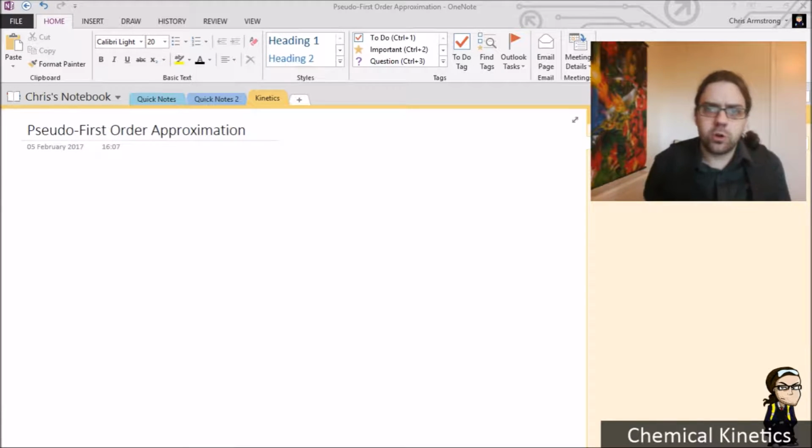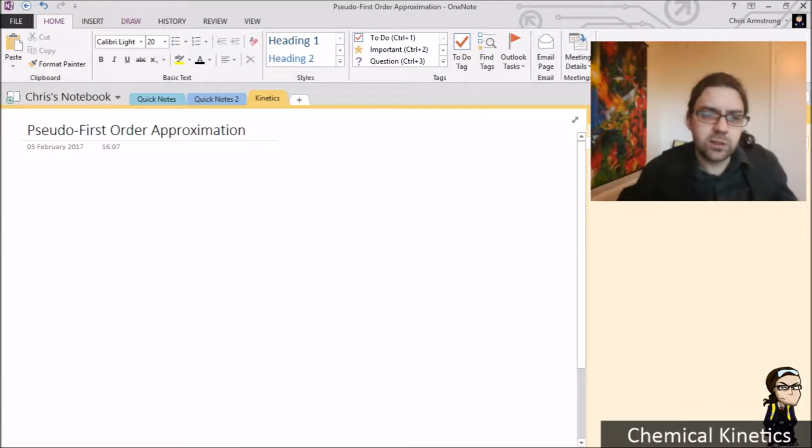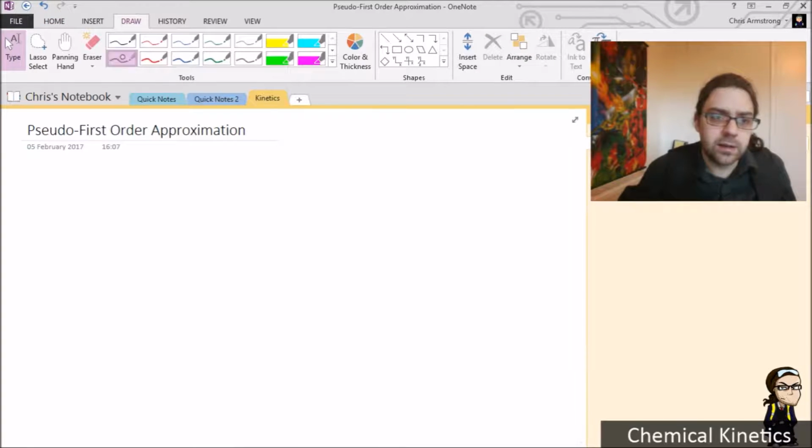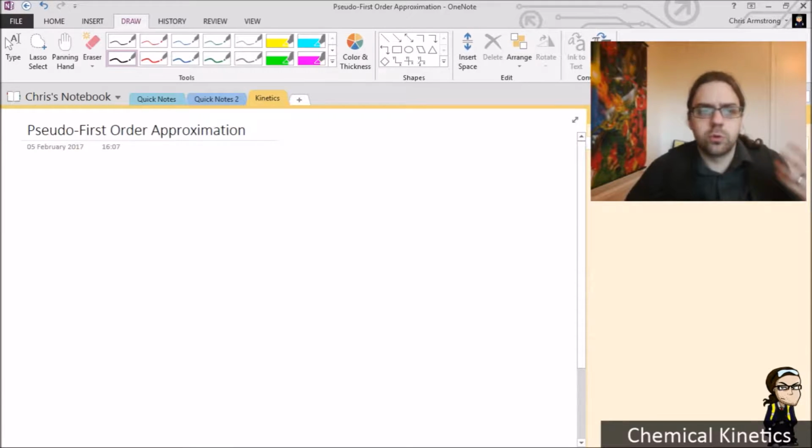So a few comments and questions came up from Canvas about the pseudo first order approximation. So I'm just going to cover a little bit about it, maybe go over it again in a slightly different way. Hopefully this can clear things up, or it'll help you apply it a little better. So to start with, let's look at the first order reaction.